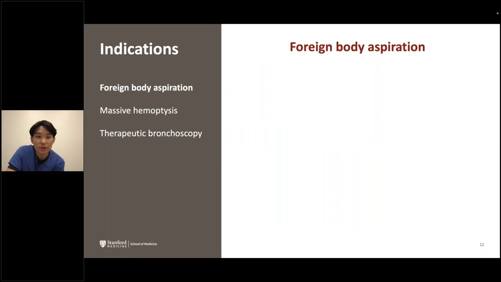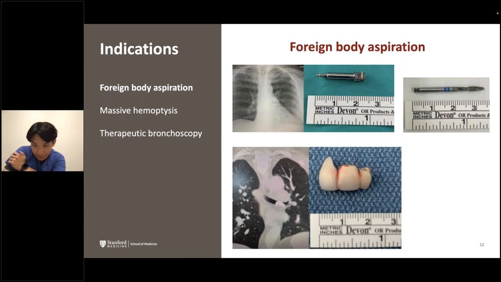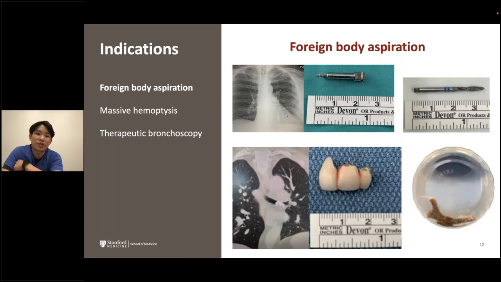Talking about indications for rigid bronchoscopy. Like I mentioned, in the way it first got developed, foreign body aspiration is one of the indications for rigid bronchoscopy. The various materials that patients have aspirated could be retrieved using rigid bronchoscopy.